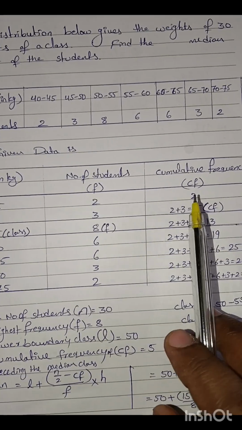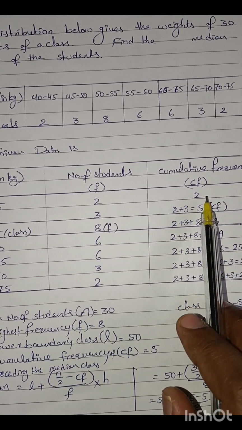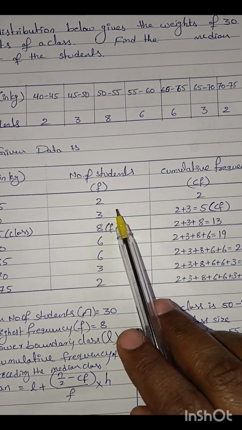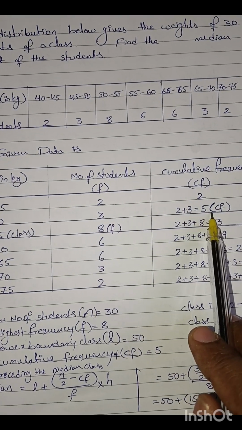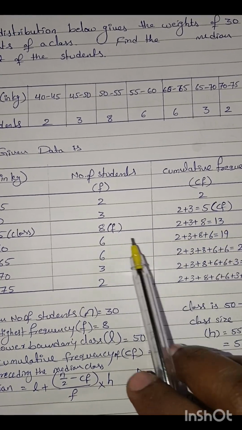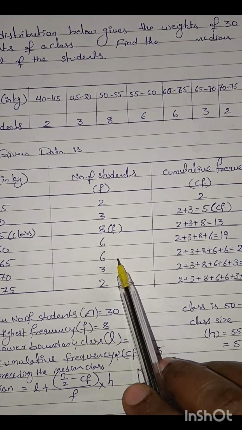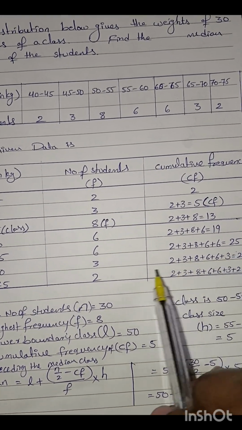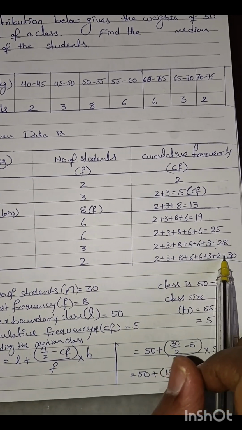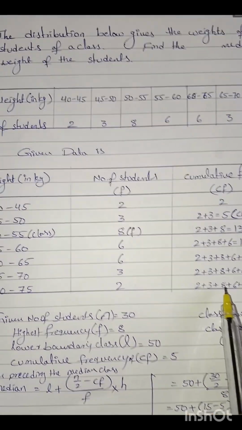Like this. First we calculate cumulative frequency. So how can we calculate cumulative frequency? First take 2 as it is, next 2 plus 3 equal to 5, and 2 plus 3 plus 8 that is 13, and 2 plus 3 plus 8 plus 6 is 19, 19 plus 6 is 25, 25 plus 3 is 28, 28 plus 2 is equal to 30. So this is the cumulative frequency.